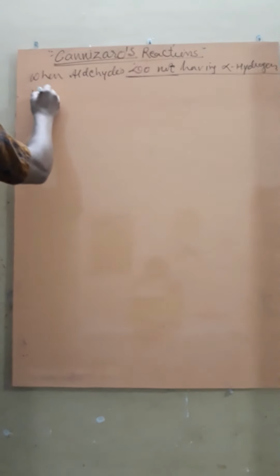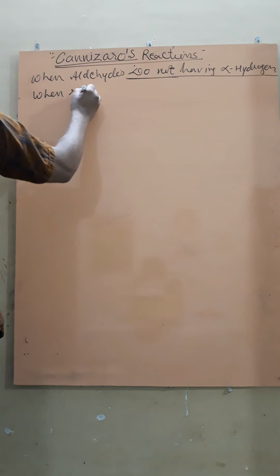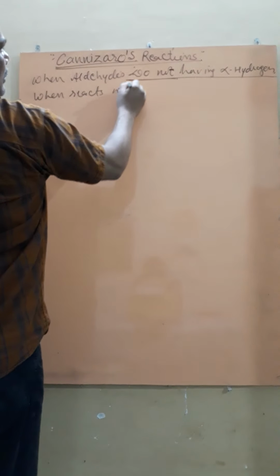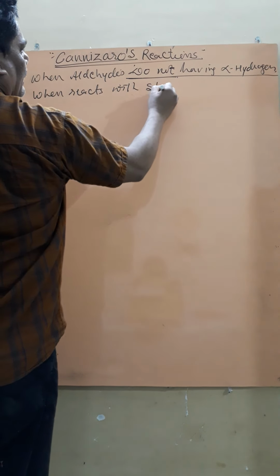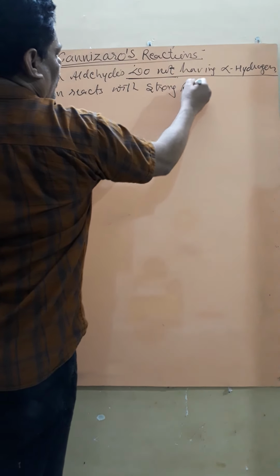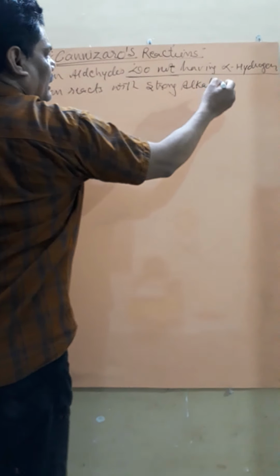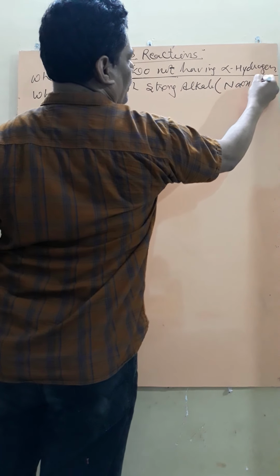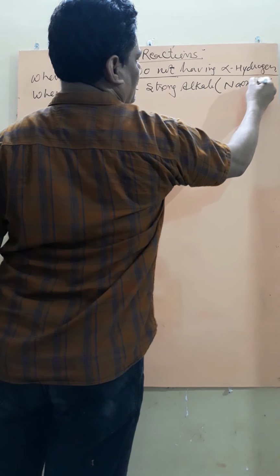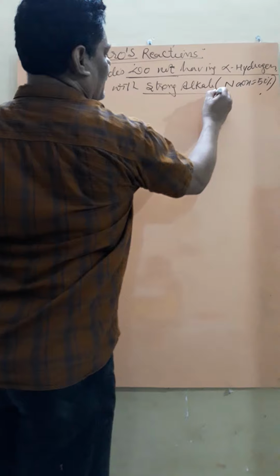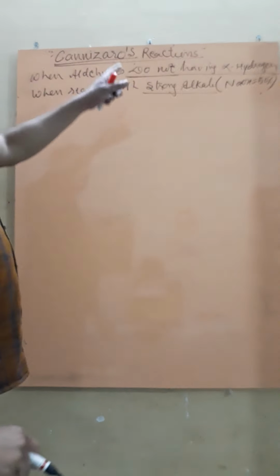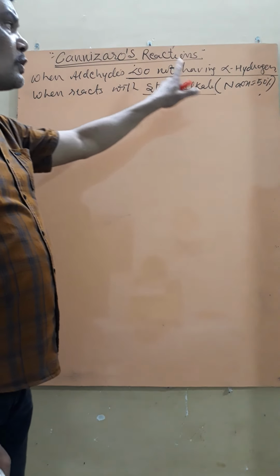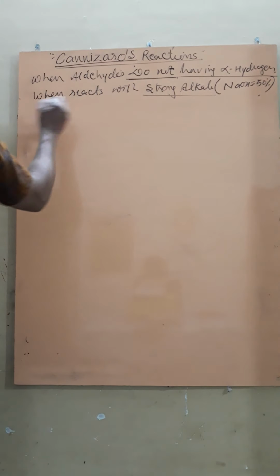Okay, when it reacts with strong alkali. Okay, this is the second condition. Okay, and how many percent? This is 50% strong alkali. So this is the second difference from aldol. In aldol, dilute alkali required, but in Cannizzaro, strong alkali required.